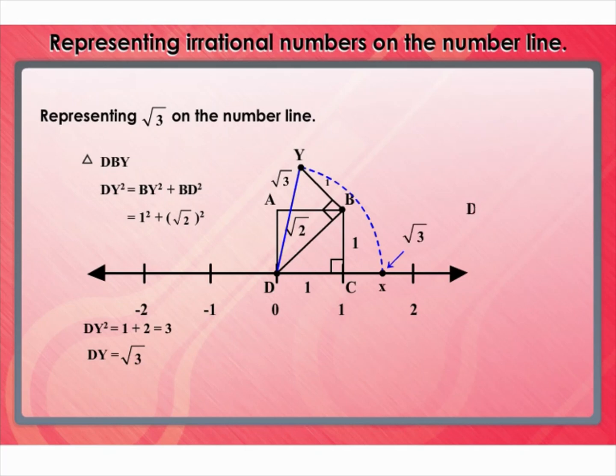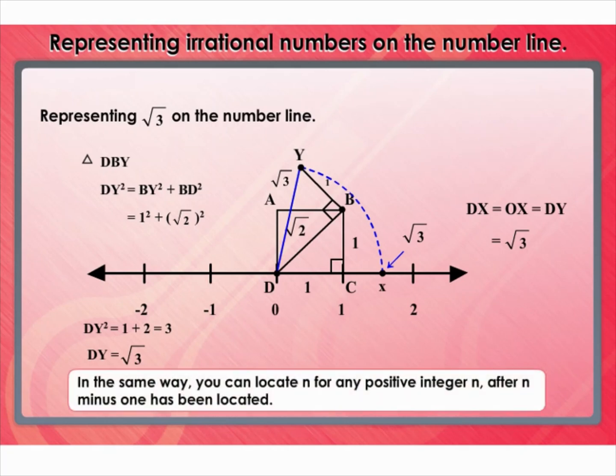The length of DX is equal to OX. This is nothing but equal to DY because we have drawn an arc. So DY and DX or OX have the same radius and this is an arc. So we can write OX is equal to square root 3. So we represent root 3 here. This is how we get square root 3 on the number line. In the same way, you can locate root n for any positive integer n after root n minus 1 has been located.